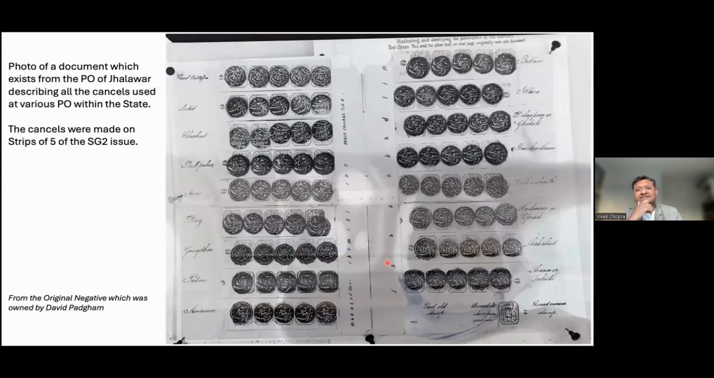There also exists a two-page document, a positive from the original negative, which was once owned by Mr. David Pagam, who was an avid India state collector. And this document actually has strips of 5 SG2 issue, which have been canceled with the different seals from the different post offices which were found within the state. So it's helpful for students like us to identify which cancel belongs to which city, and so on and so forth.